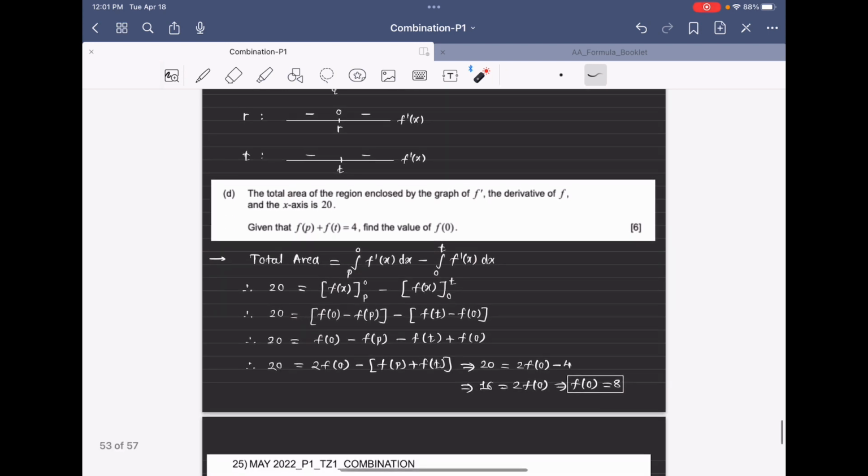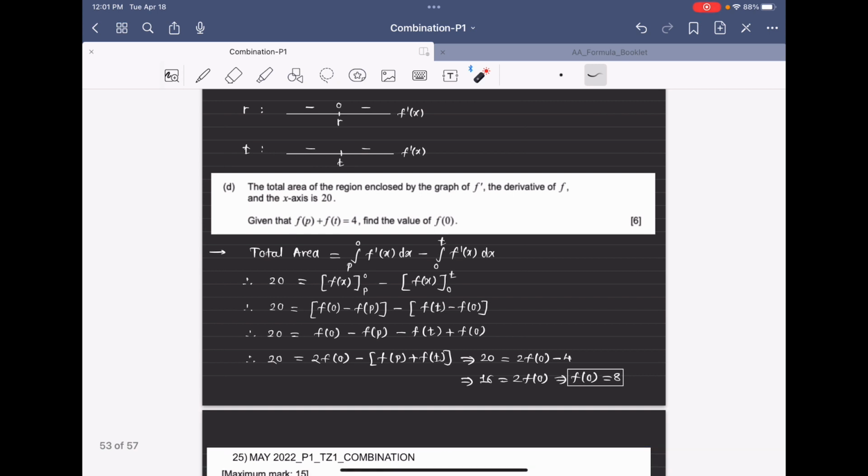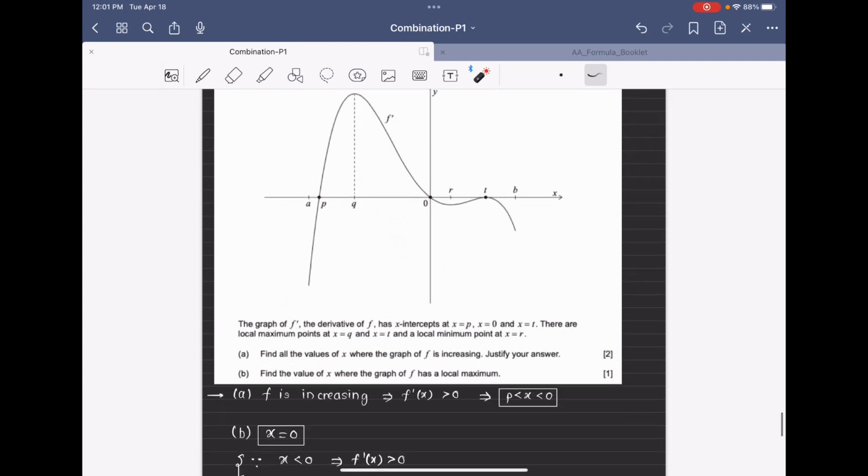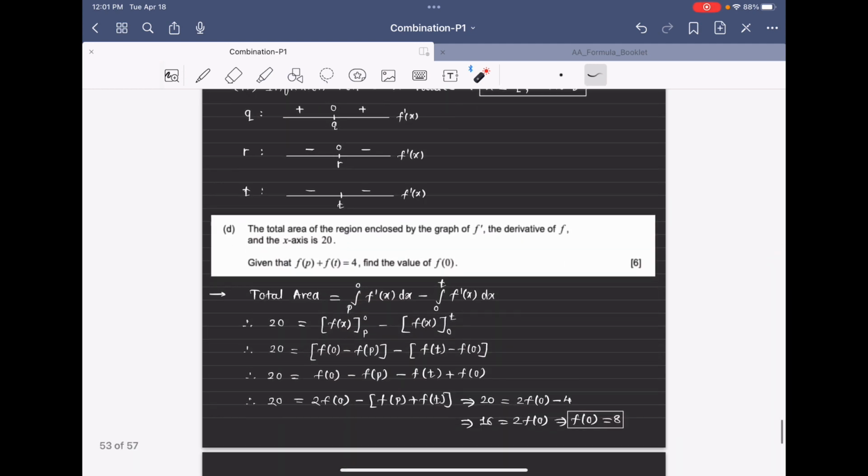Now the total area of the region enclosed by the graph f dash, the derivative of f, and the x-axis is 20. Given that f of p plus f of t is equal to 4, find the value of f of 0. So basically they have given the area between this and this, not this, not this. So lower limit p, upper limit is 0, positive. Lower limit is 0, upper limit is t, negative, because it is below the x-axis. That is what the total area.